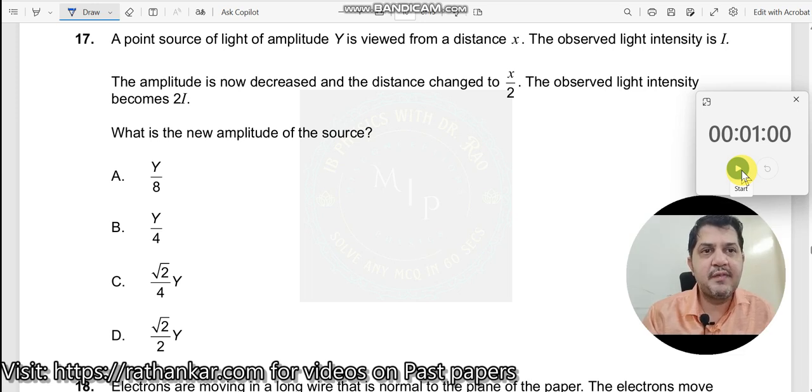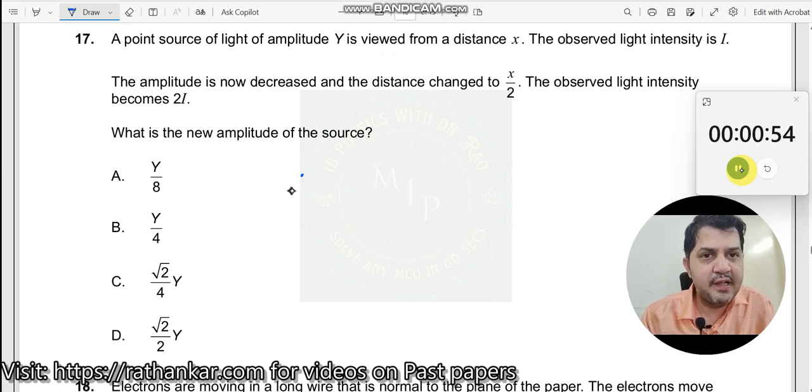Question number 17. A point source of light of amplitude y is viewed from a distance x. Okay, distance x over here. Let me call this point A. The observed light intensity is I.